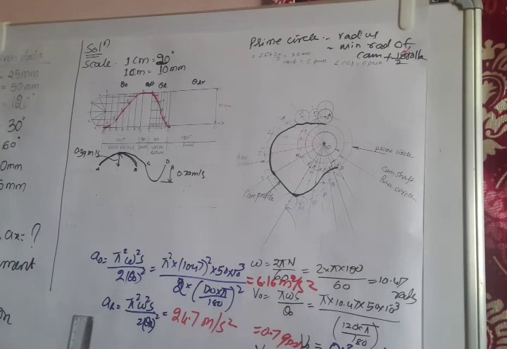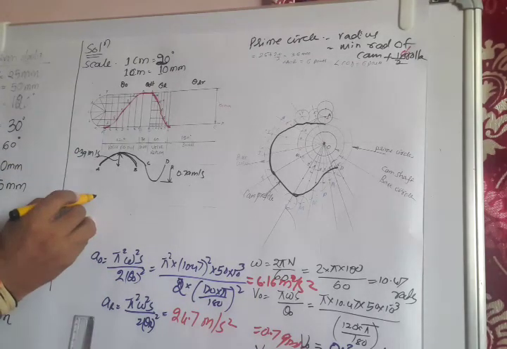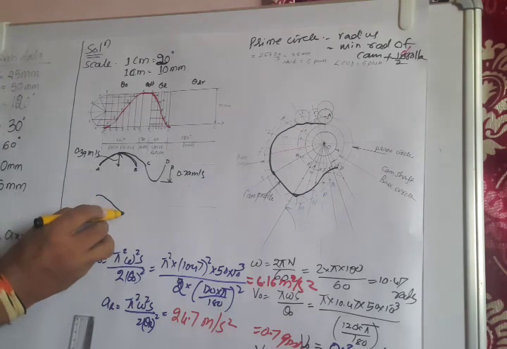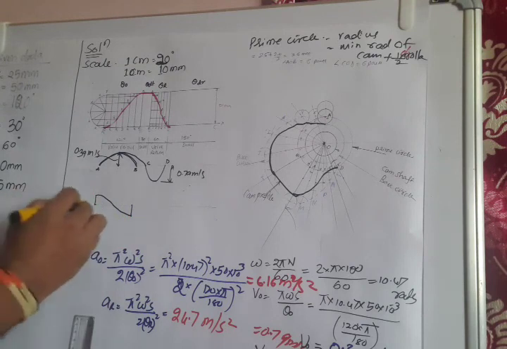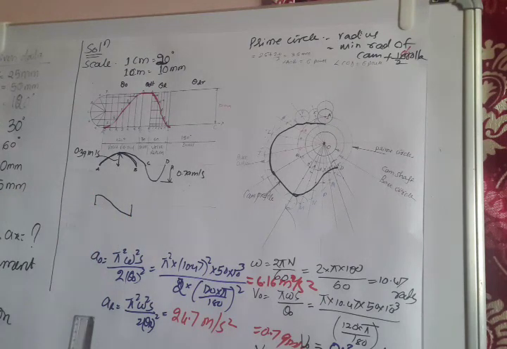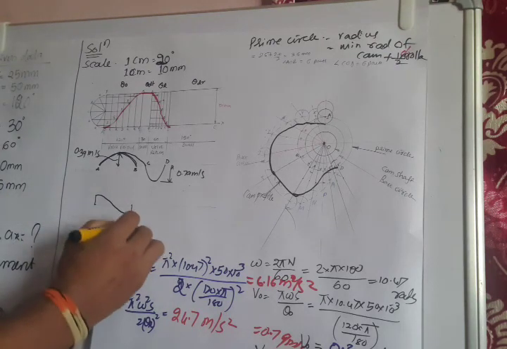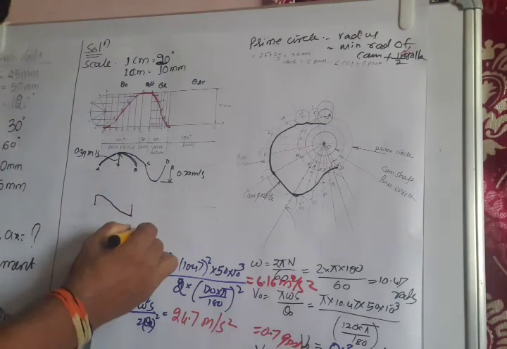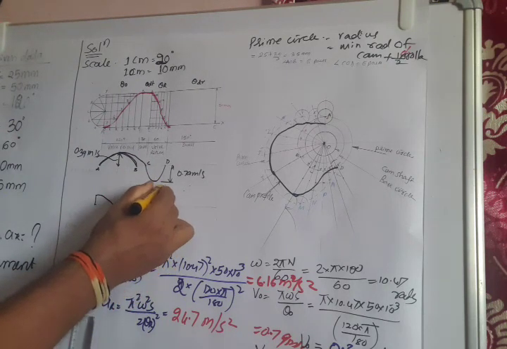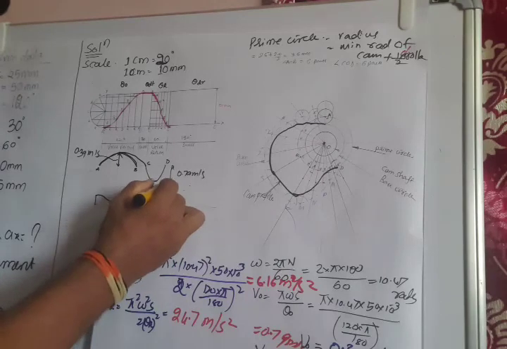Now draw the curve. Here you will get a cosine curve. This is the acceleration diagram. Now for the return stroke, it is 24.67. Take a suitable scale, please. Now this will be the return stroke.